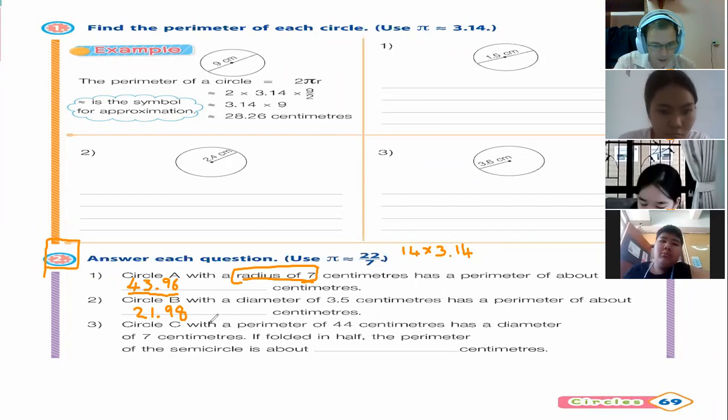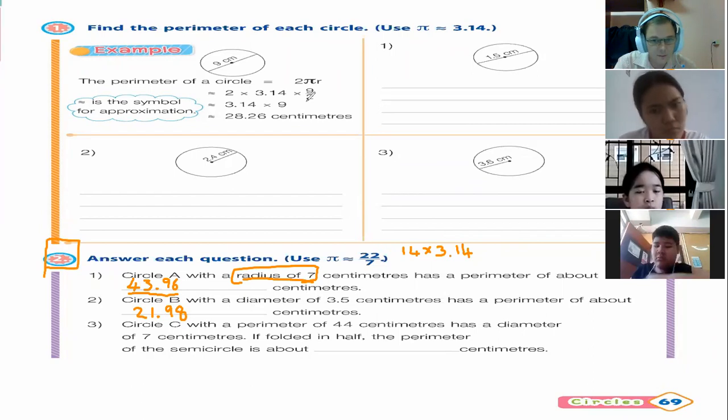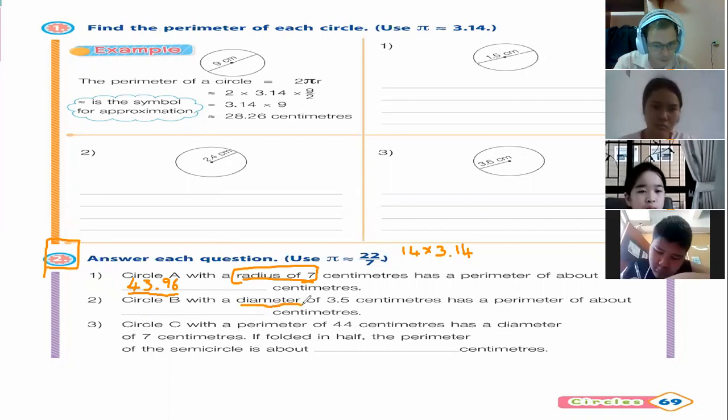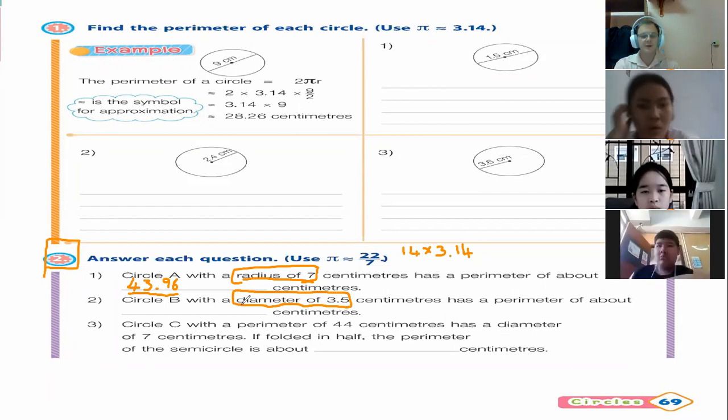The last one is interesting. Oh no, this one is. Sorry, I read this one incorrectly. This one has a diameter of 3.5. So it's going to be 3.5 times 3.14.